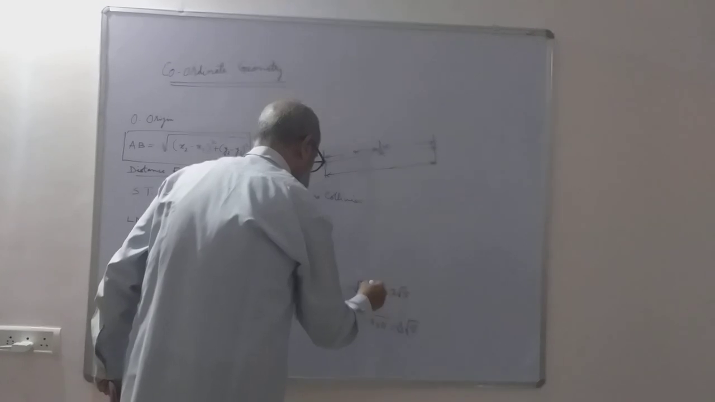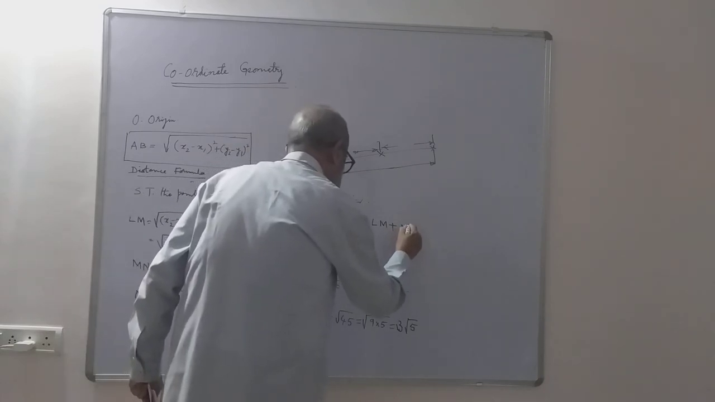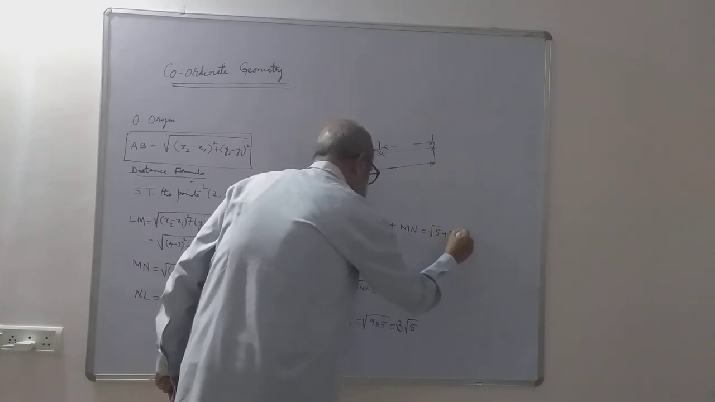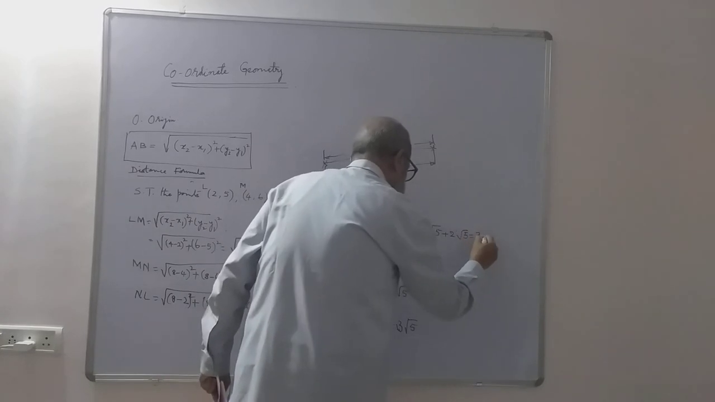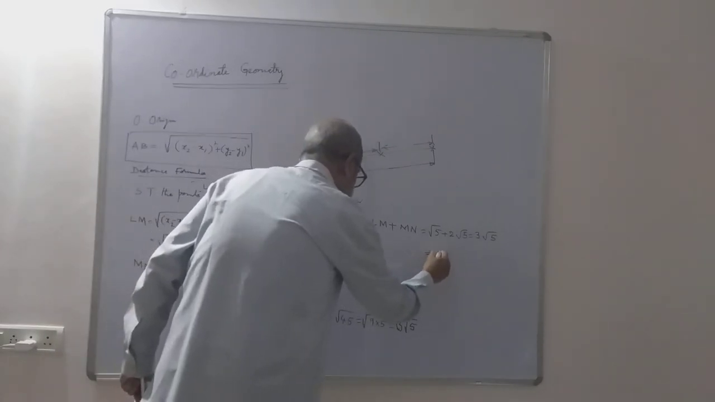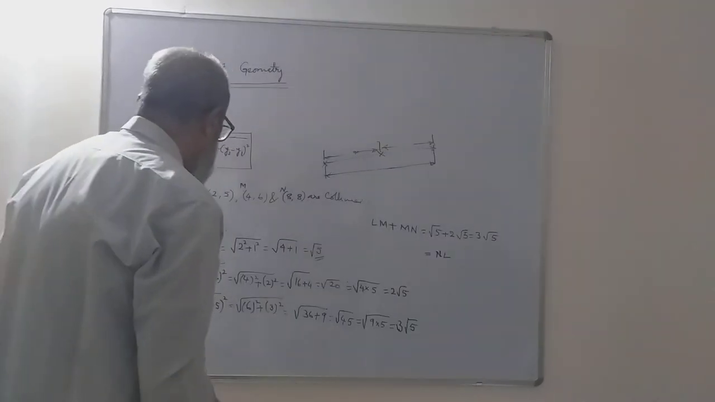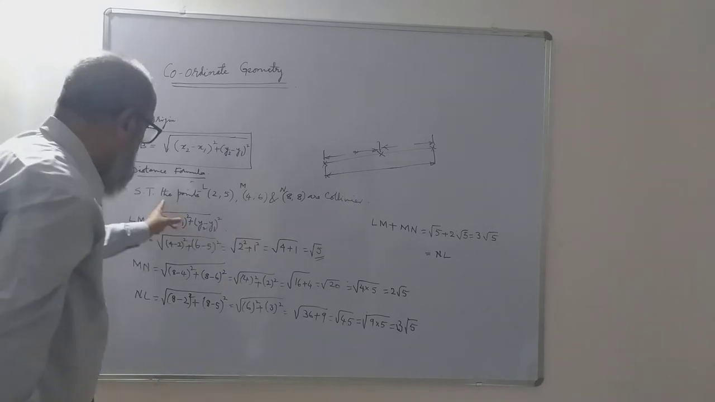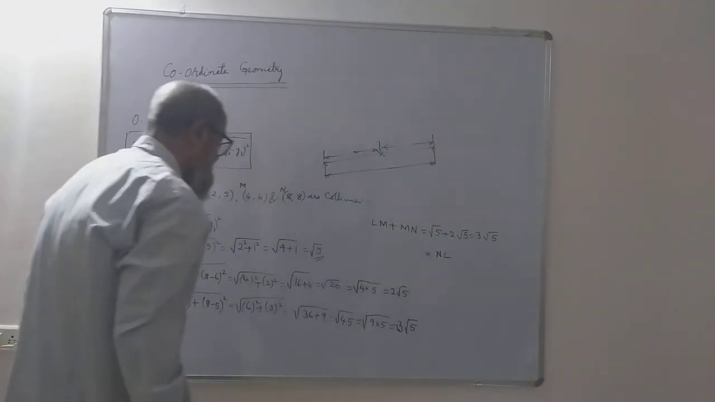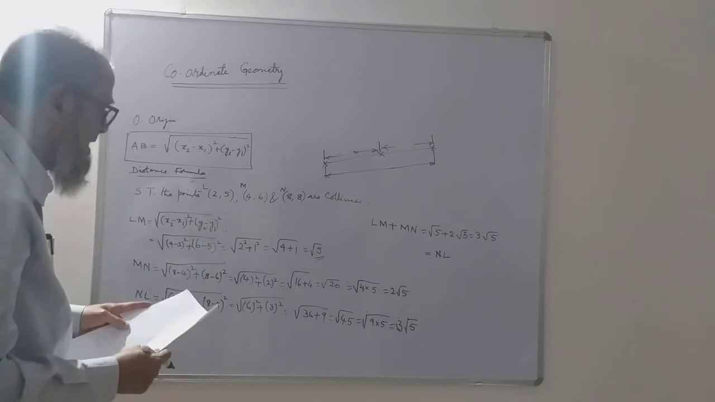LM is root 5 plus MN will be root 5 plus 2 root 5. That will be 3 root 5. The sum of these two will be 3 root 5, which is the same as LN or NL. Therefore, you can say that these three points are collinear, the given points. Therefore, the given points are collinear because LM plus MN is equal to NL. We can say that they are collinear.